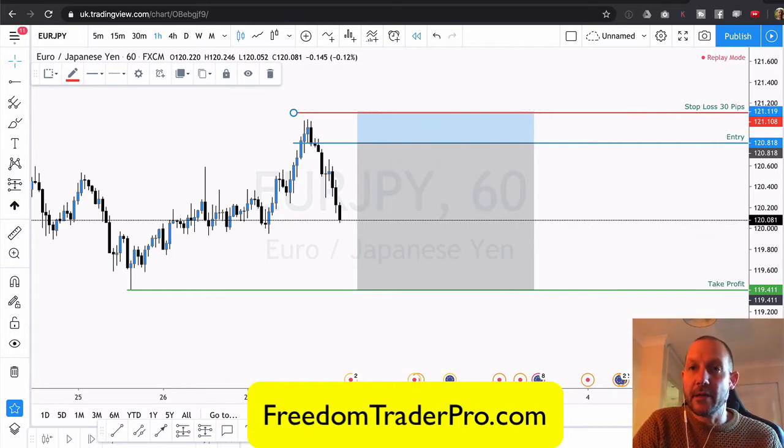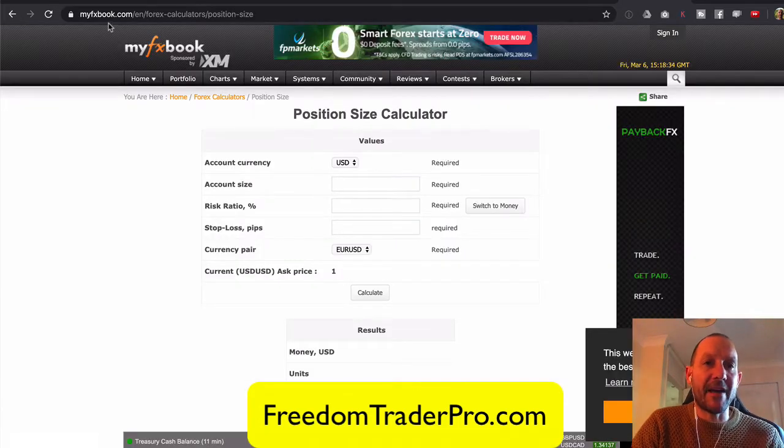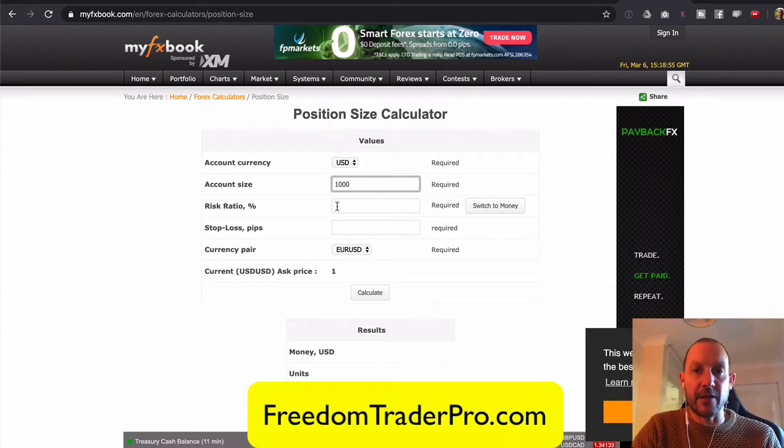For argument's sake, what you can do is come over to myfxbook.com and just search for position size calculator. You can punch in all the numbers and it will give you the lot size that you need to put on that trade. Let's say you've got an account currency of US dollars, your account size is 1,000 US dollars, just as an instance, and your risk is 2% on that trade.